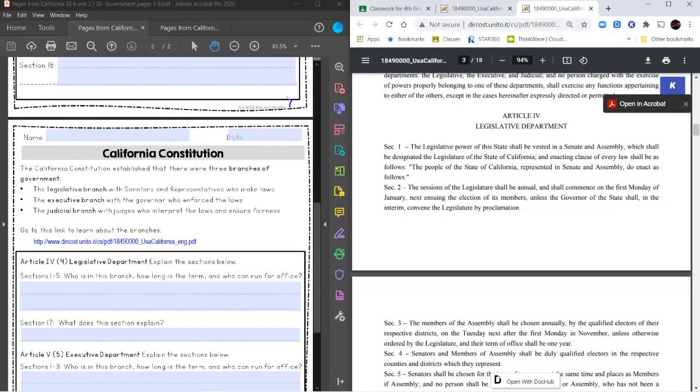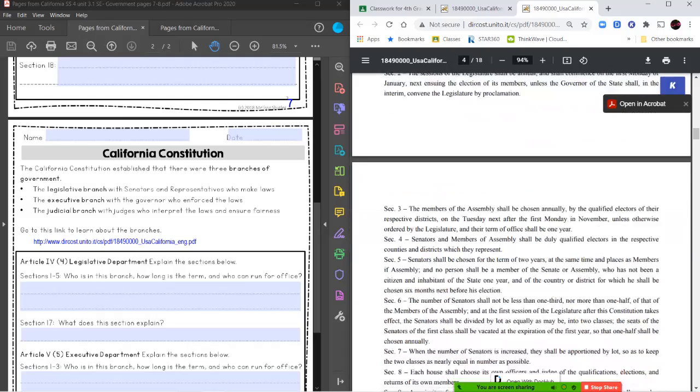So we know who is in this branch. We read in section 1 that the groups in the legislative branch are the Senate and the Assembly. How long is their term? We know the sessions of the legislature shall be annual, which means yearly. So the terms are 1 year and shall commence on the first Monday of January. That means the first Monday of January is when that year starts, so the next elected people in those different areas of the legislature will come in on that first Monday of January, next ensuing the elections of its members, unless the governor of the state shall, in the interim, which means for a short while, convene the legislature by proclamation.